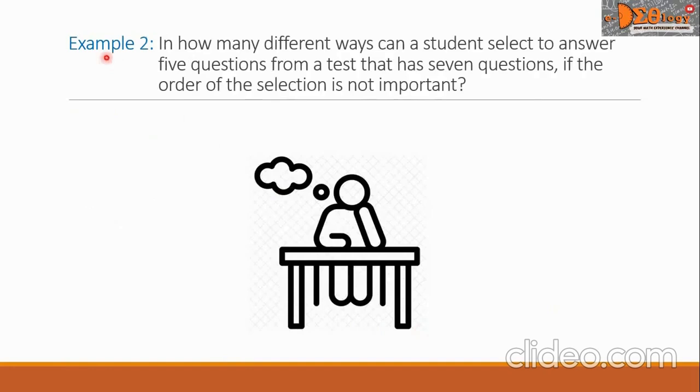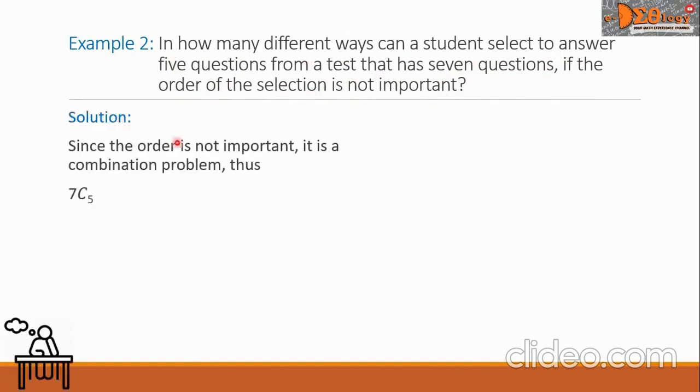Let us see example 2. In how many different ways can a student select to answer 5 questions from a test that has 7 questions if the order of the selection is not important? For our solution, since the order is not important, it is a combination problem. Thus, we write combination of 7 items taken 5 at a time.